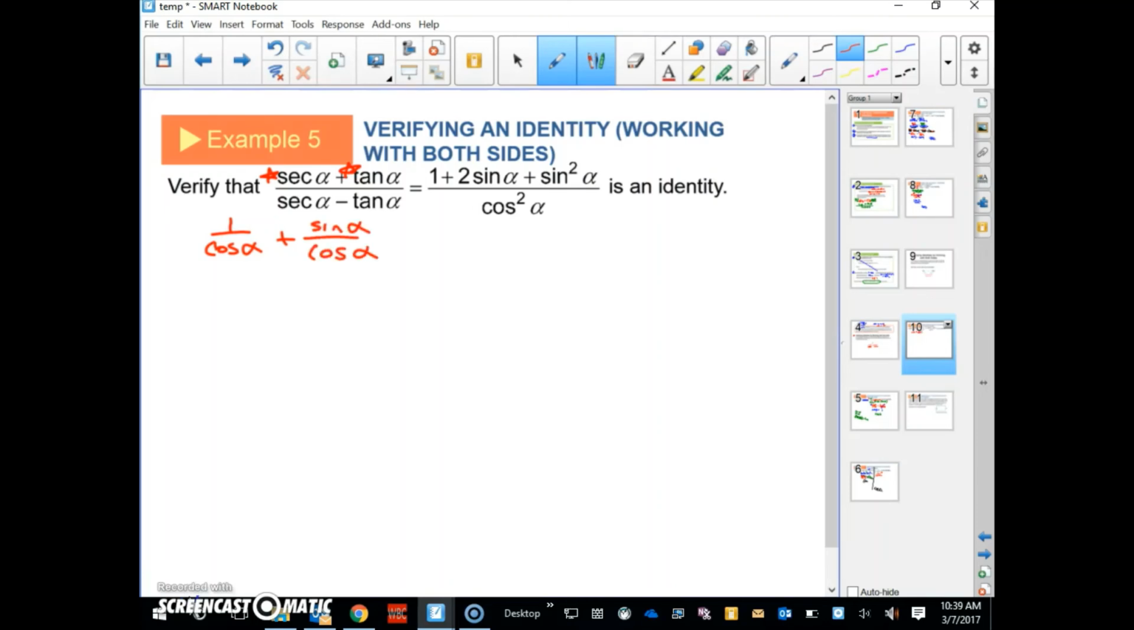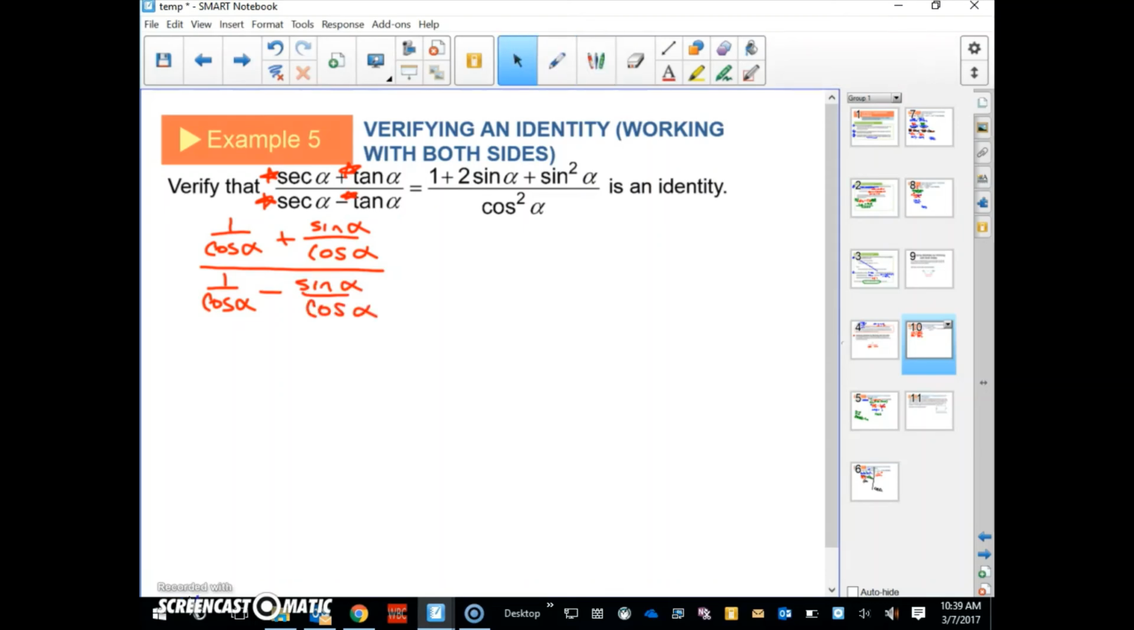You don't know how to make an alpha. Imagine making an x but not picking up your pencil. Okay. On the bottom, you've got another secant alpha, so another 1 over cosine alpha, minus another tangent alpha, so minus that sine alpha over cosine alpha. Pretty complicated looking fraction, a lot of stuff going on.